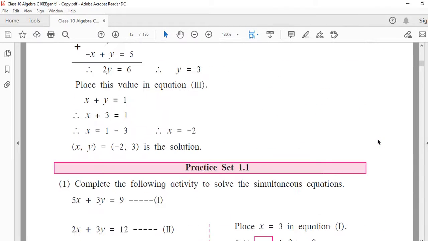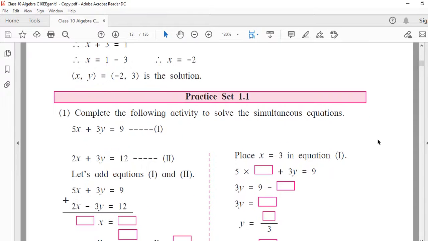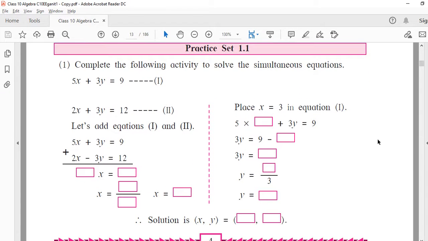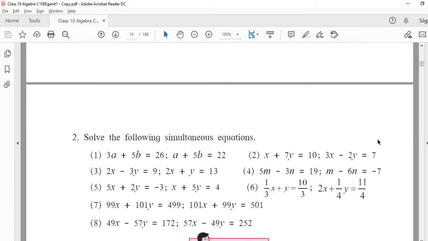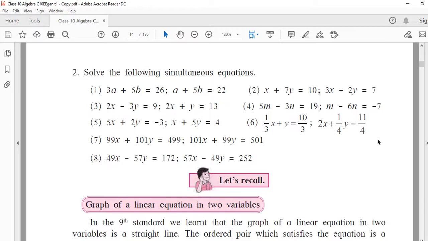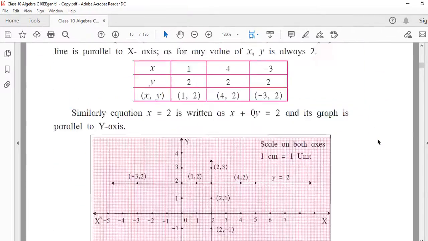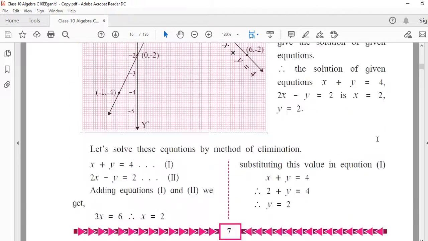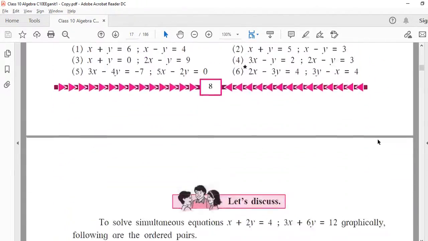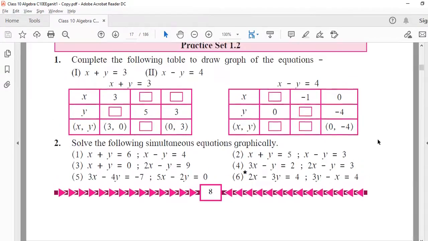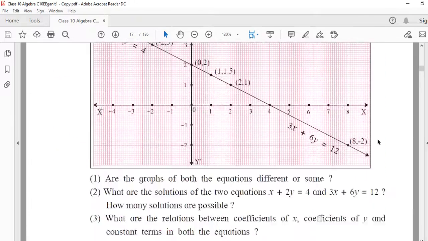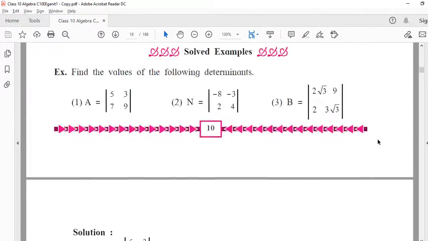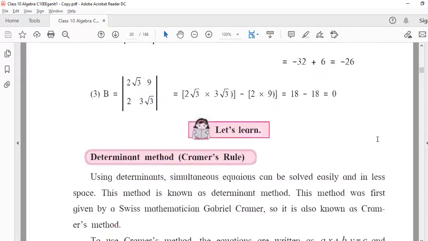So if you have not seen the earlier videos, you can check in my playlist section of my YouTube channel and you can go through those videos. So this is 1.1, which was covered in the first video lecture of this chapter. Then the second exercise 1.2, this was covered in the second video lecture. And the third one, which is Cramer's rule, this was covered in the third part of the video lecture.